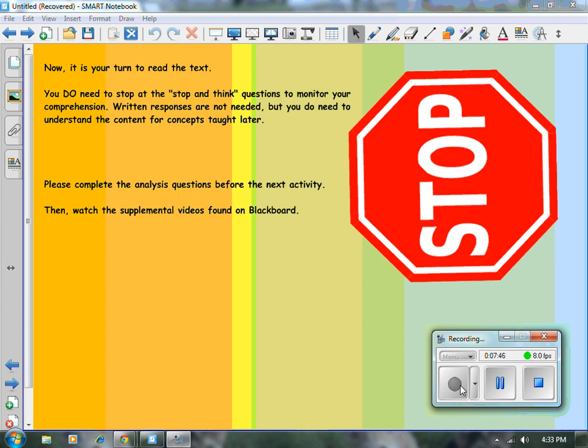The reactivity of an element describes how likely it is to react or combine with other elements. An element that is very likely to react with other elements is described as highly reactive.